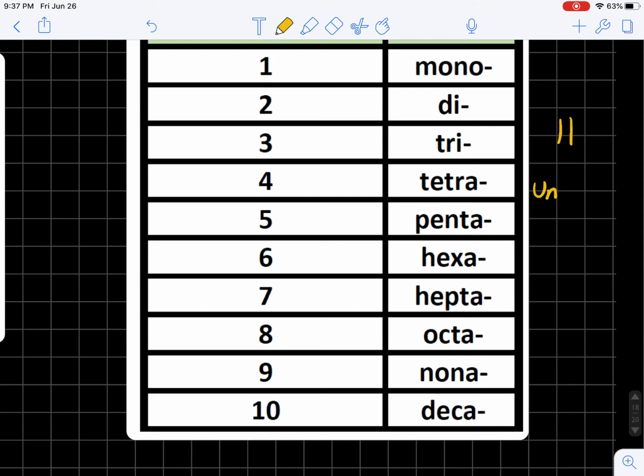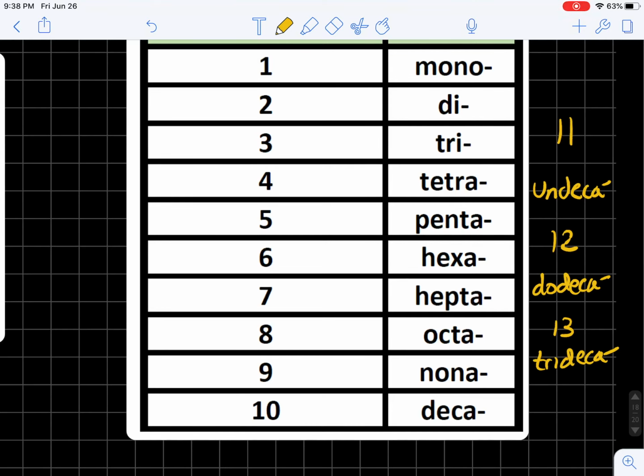If there's 11 of an atom, we're going to use the term undeca. And if there's 12, we're going to use the term dodeca. Now, if there was 13, we would call it trideca. 14 would be tetradeca, 15 pentadeca, 16 hexadeca. And when you get to 20, it's of course called icos for some reason.